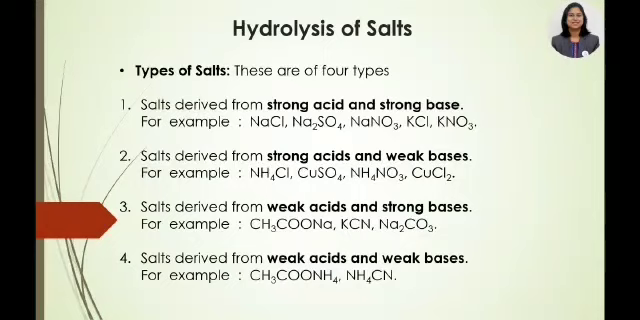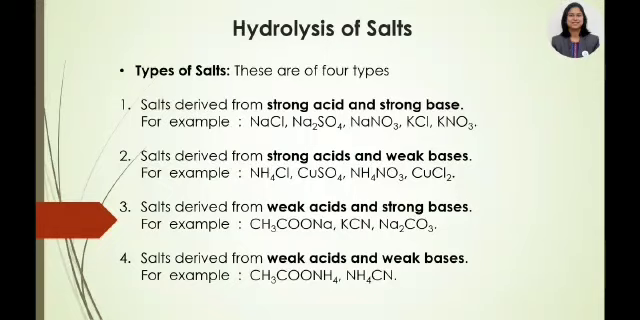So how are you going to remember? Just remember the shortcut. The first one is strong acid, so remember S, capital A. This is just a trick to remember. Strong acid and strong base: SA plus SB, first one. Second, SA plus WB. Third, WA plus SB. And fourth, WA plus WB. If you remember this in a shortcut way, it will be easy for you to understand.